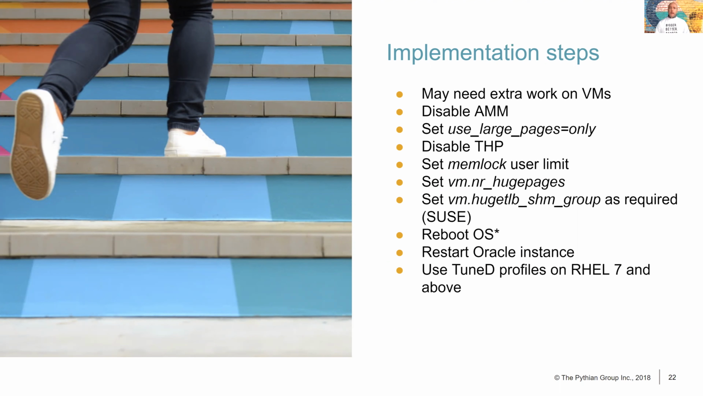There are operating systems like SUSE that require another kernel parameter called hugetlb_shm_group. Basically, this is some sort of ACL, if you will, setting, telling the kernel which operating system group or groups can actually use HugePages. Once all this is done, typically reboot the operating system to make sure that everything is fine. Start or restart your Oracle instance.